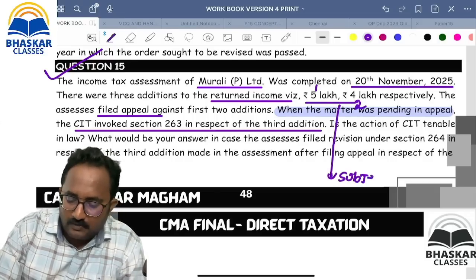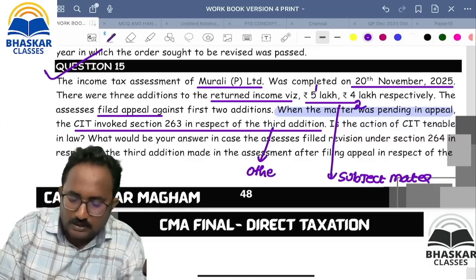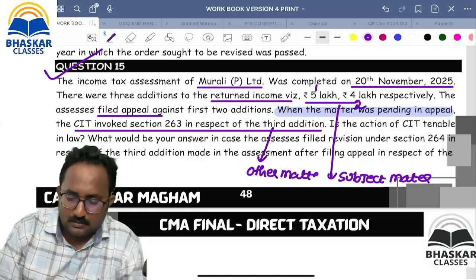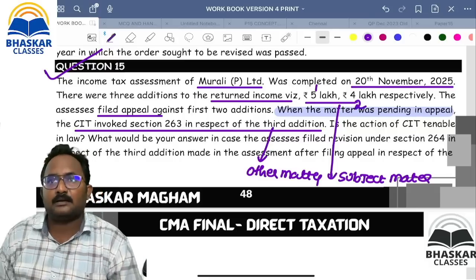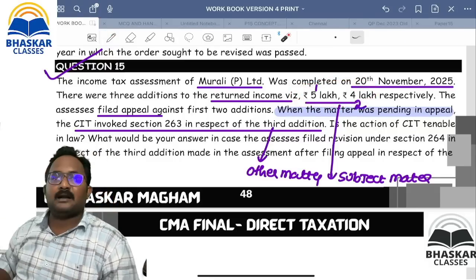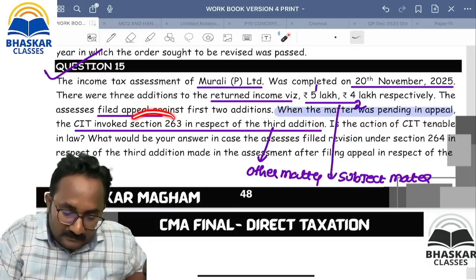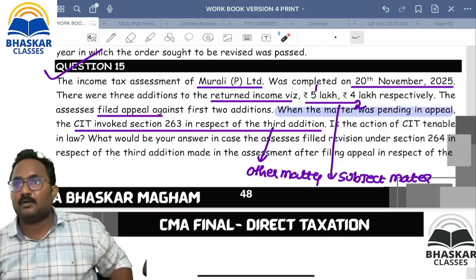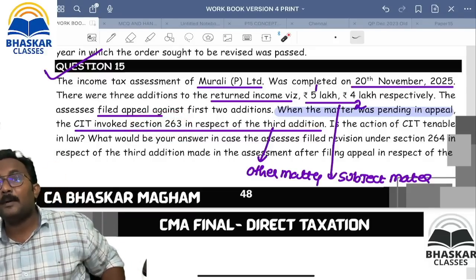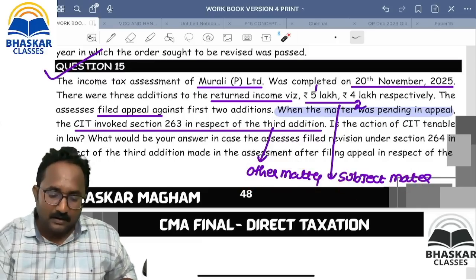subject matter. With respect to the other matters, can you tell me what the other matter is now? The third one. The third addition is an other matter, because only these two are related to what SSC is going for, the appeal. That is called the subject matter of appeal. The third addition is called the other matter. They want to go for 263 with respect to the third matter. They can go, yes. Why? Doctrine of partial measure. Subject matter we can't revise. Other matter we can revise under section 263.